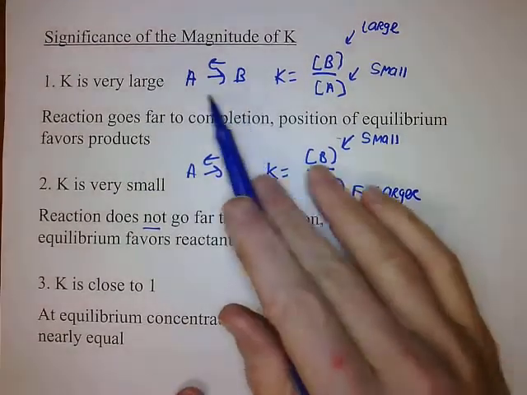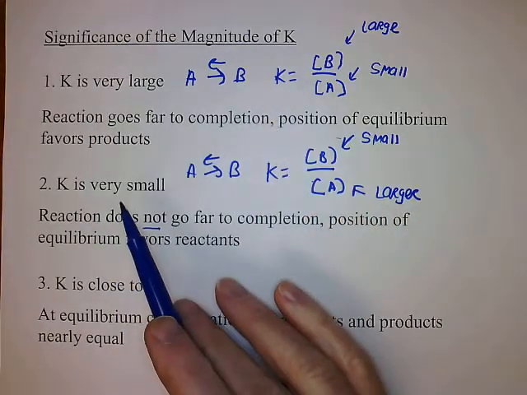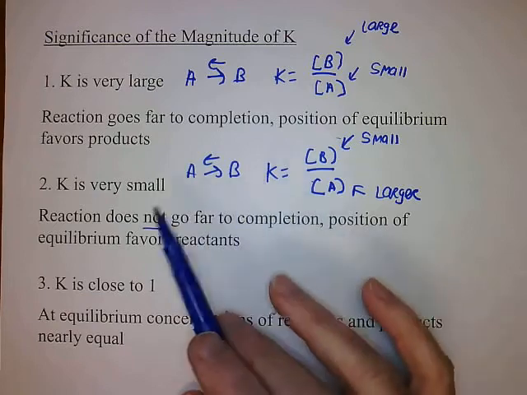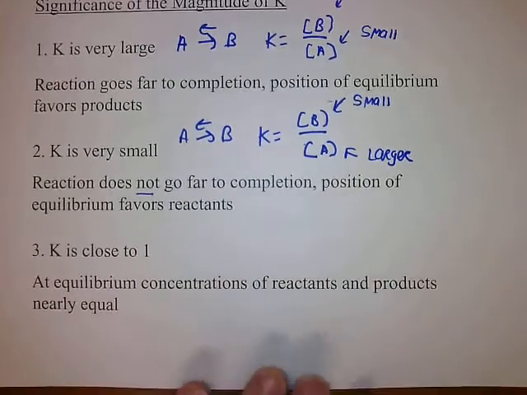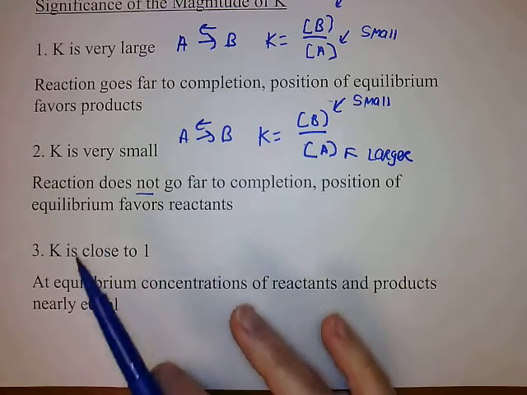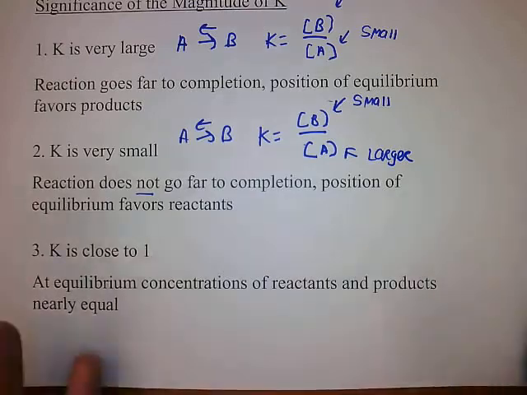So now we have a small number divided by a larger number, and that gives you a small number. Okay, so if K is large, that indicates a reaction that goes far to the right. If K is small, that indicates a reaction that lies to the left. And then, of course, the third case, if K is close to 1, in equilibrium the concentrations of reactants and products are nearly equal.